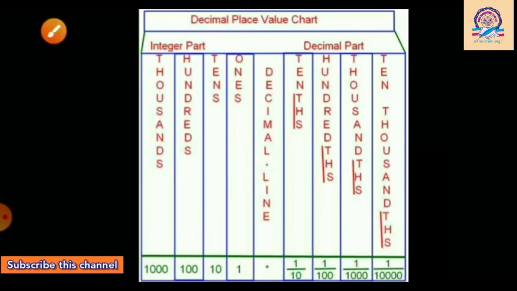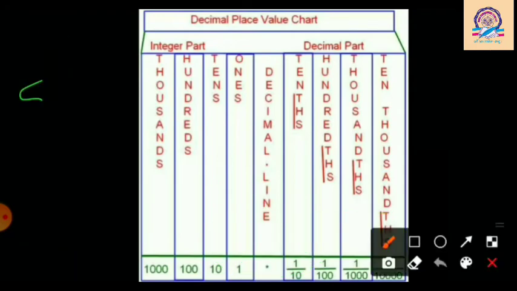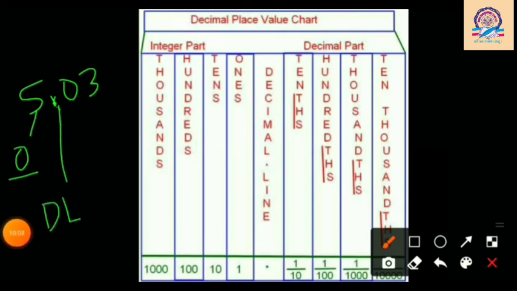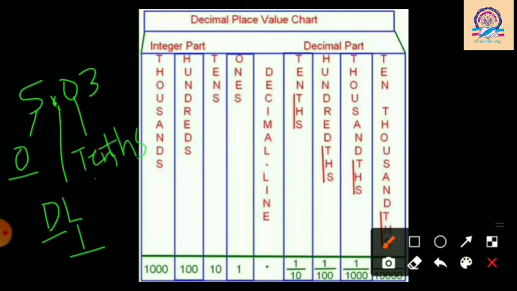Now let's take another number, 5.03. Once again we have to know the places of this number first. Here 5 in the integer part we will put in the ones place, then this point we will put in the decimal line, DL. Let me write it DL. Okay, D means decimal, L means line. Now 0 here we have, so we will put in tenths. In the tenths part we will put it, and now here we have 3, so we will put in hundredths. In the hundredths part we will put.